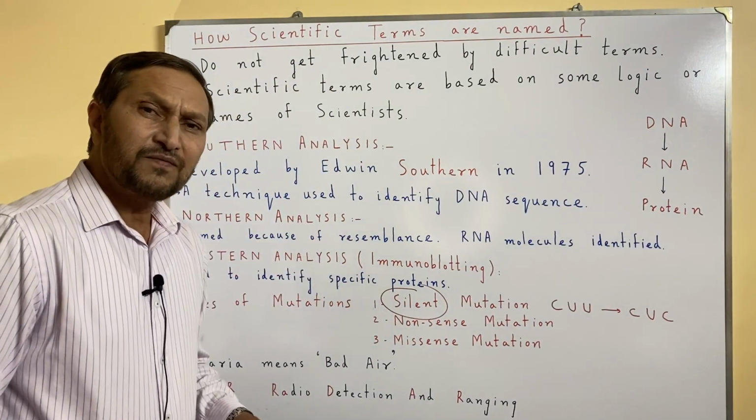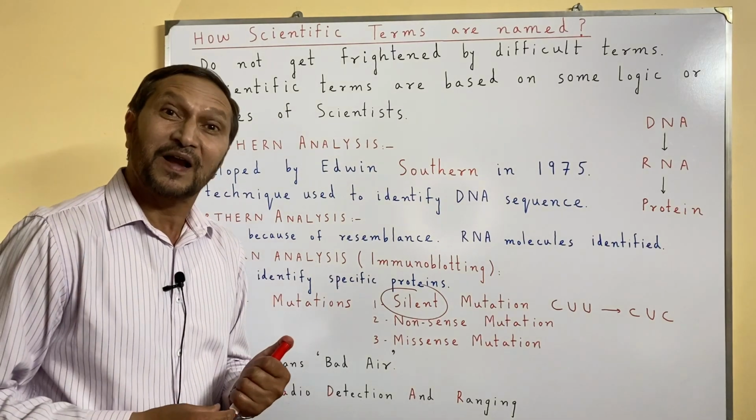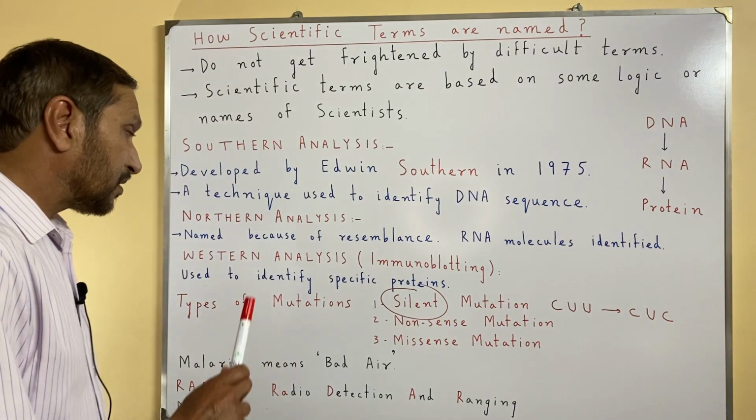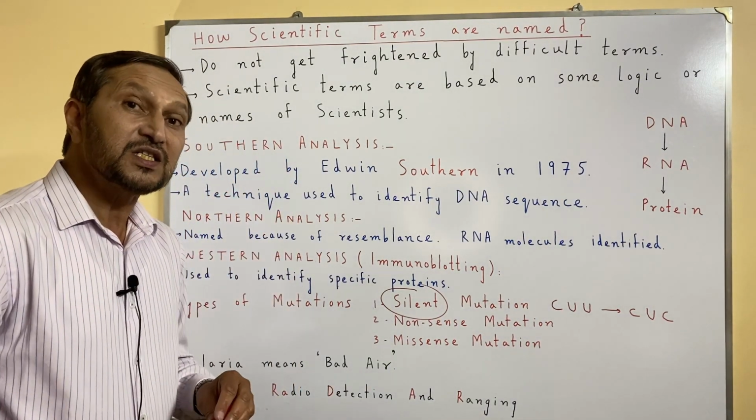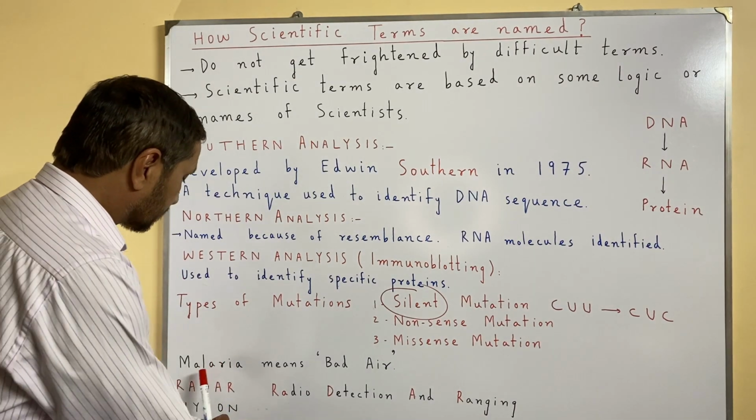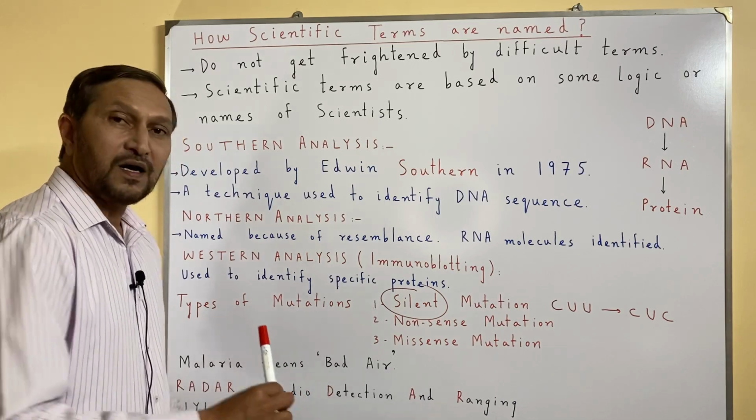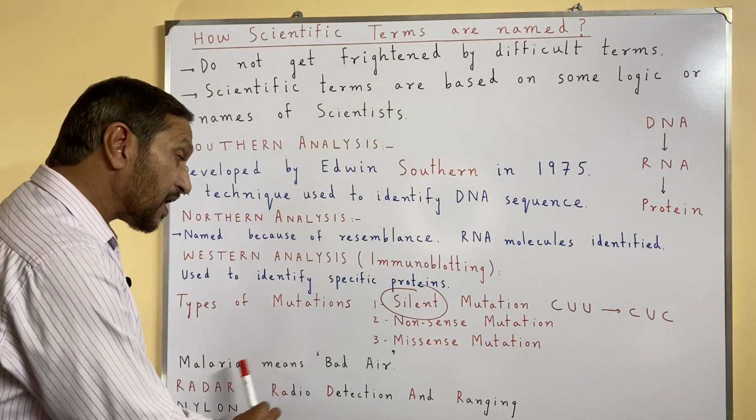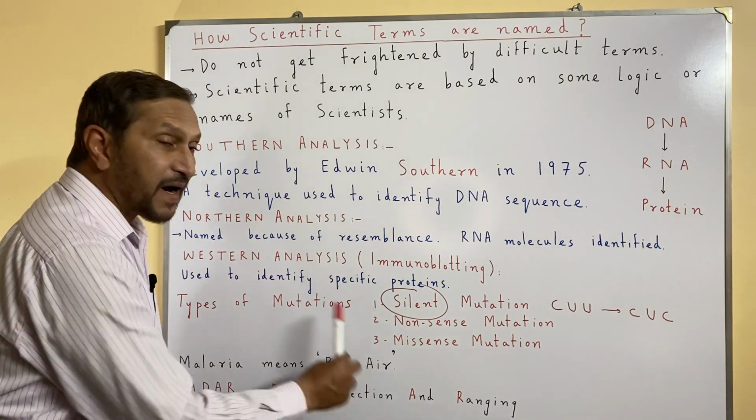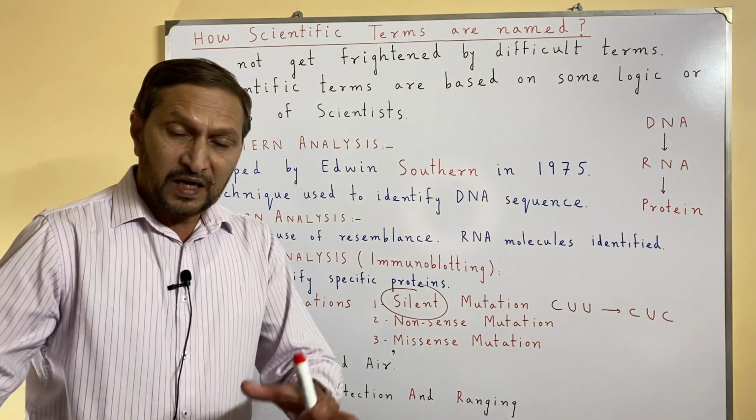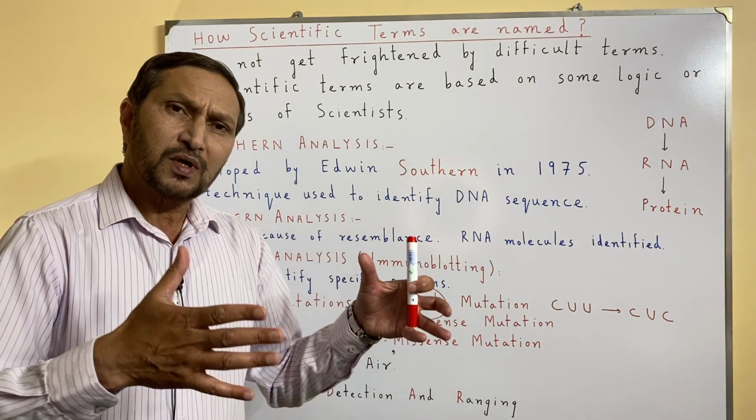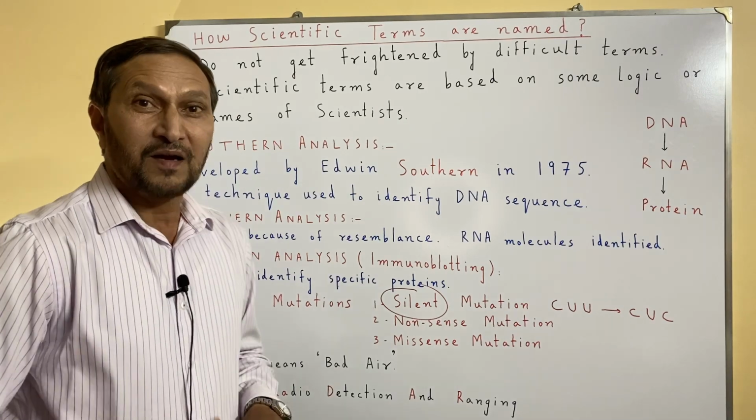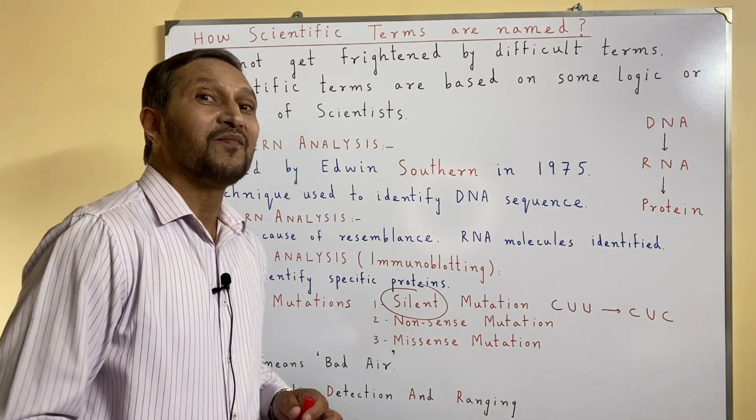Similarly, let me give you some more examples of how scientific terms are named. For example, malaria, a very common disease. It was a misconception in the 16th century that malaria is caused because of bad air. The word malaria means bad air. It is an Italian word. People used to think that those who slept near marshy areas were exposed to foul air, and because of that bad dirty air, malaria was caused.